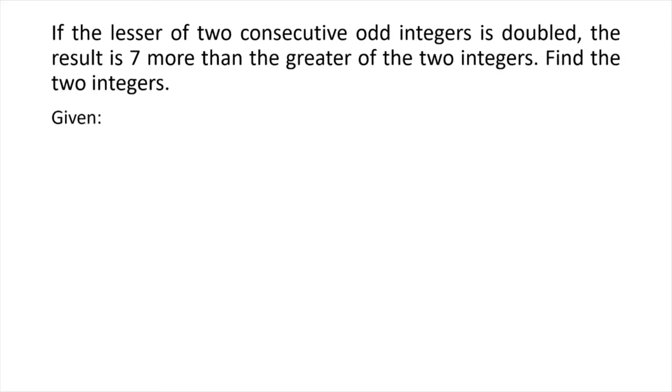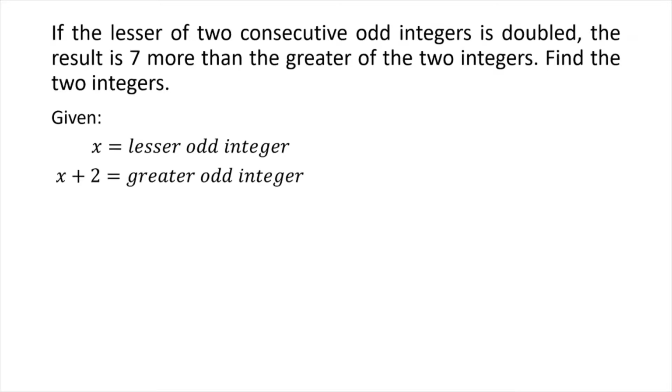We can define the first, or the lesser of the two integers, as x. Therefore, the greater of the two odd integers is x plus 2. So we are asked to find the values of the two consecutive odd integers.